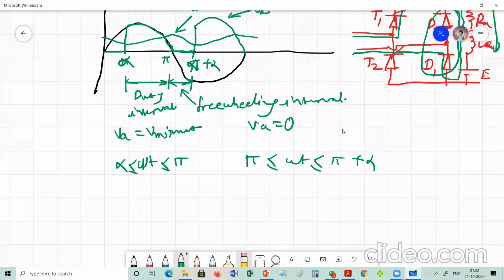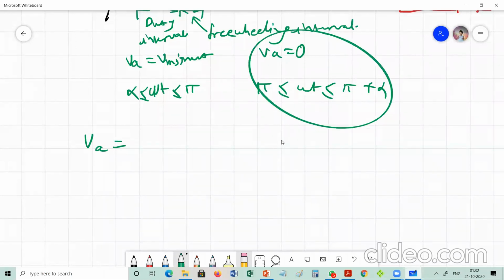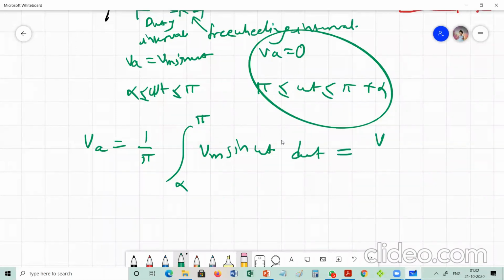To find the voltage equation over the period pi, we can ignore this part, because during this interval the voltage is 0. So V can be written as V is equal to 1 by pi integration from alpha to pi of Vm sin omega t d omega t. When you solve this, you will get Vm by pi into 1 plus cos alpha. I think this is equation number 5.